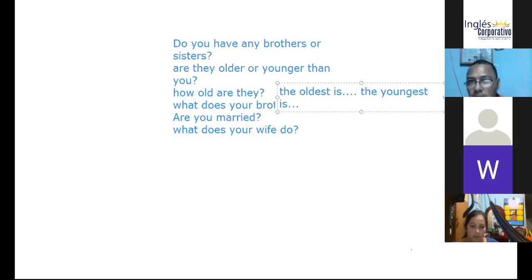¿Qué edad tiene el mayor? 55. Entonces, diga, the oldest is 55. The oldest is 55, and the other 49. Okay, continue. How old are they? Eso es lo que le acaba de preguntar, ¿qué edad tienen? Bueno, ya se la respondió, René.